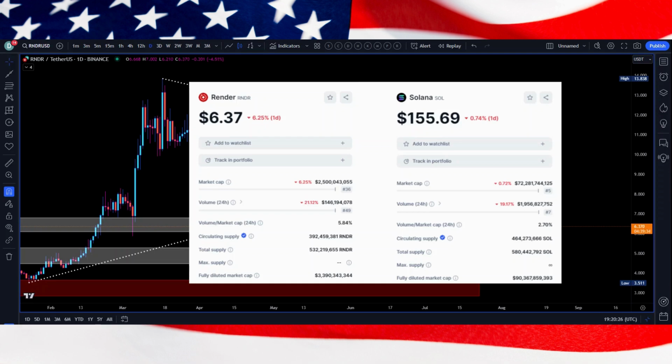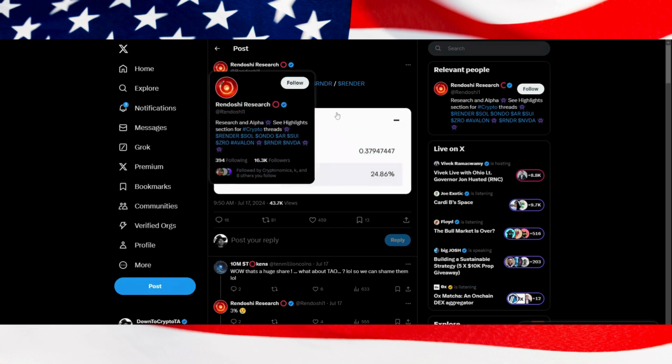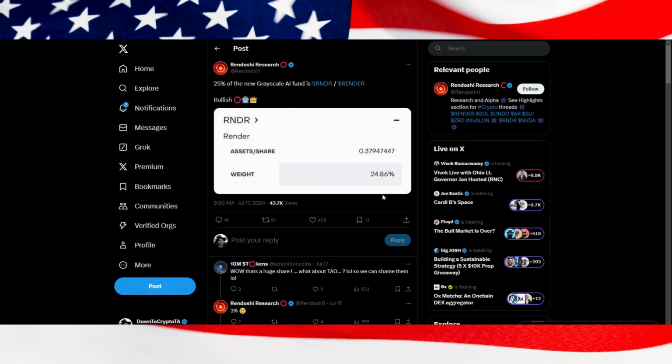You have your Nvidia, you have your Apple, you also have today, well, actually not today, but just the day prior to this, Rendoshi Research, and I hope I'm pronouncing that properly. He was just doing a post saying about how 25% of the new Grayscale AI fund is Render. So, I mean, the use cases for Render is exponential. It really, really is.